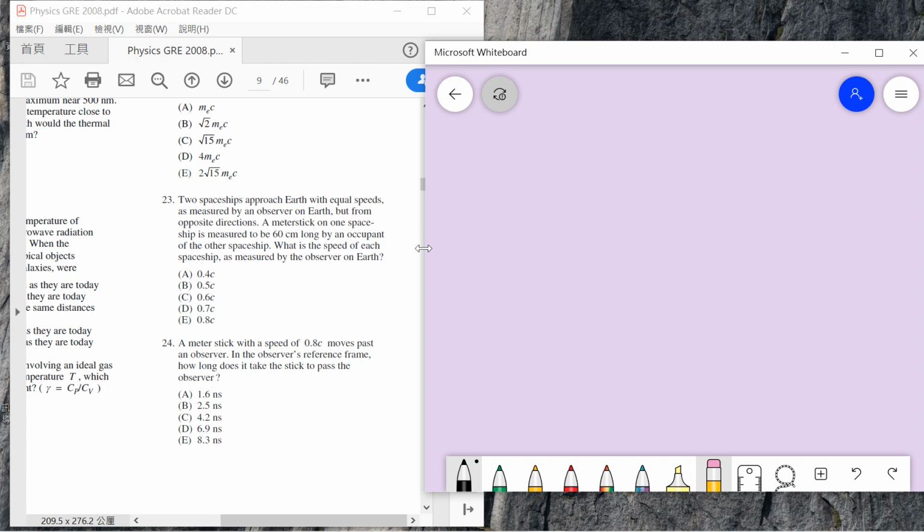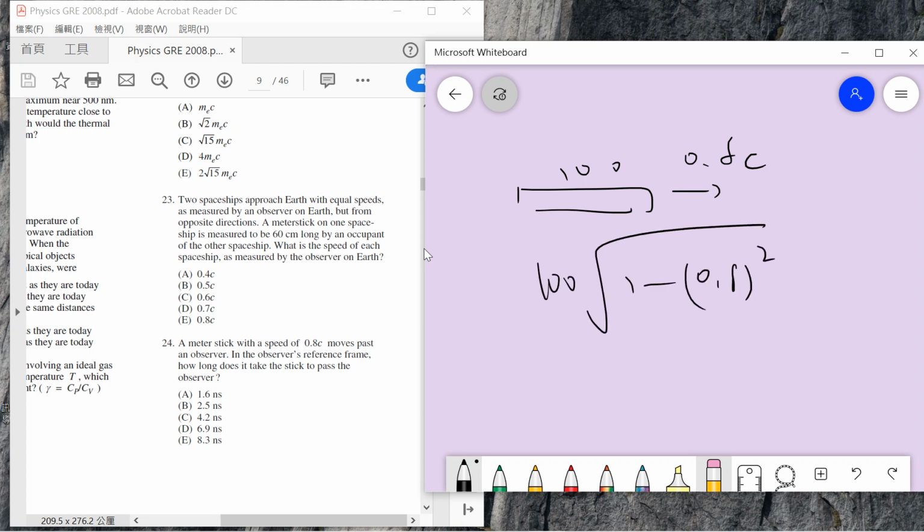24 is much easier because there is a meter stick moving past the observer with 0.8 velocity. Then you just plug in the formula, and this is the answer. But what you are asked about is not a length; basically, it's asking about the time. So once you know the length, then you can compute the time.